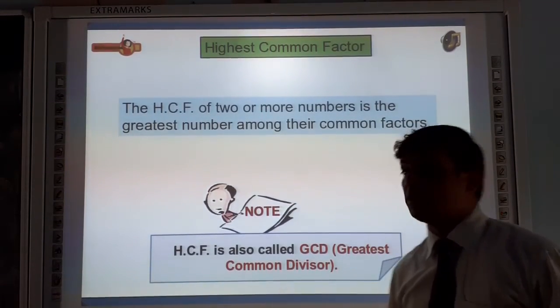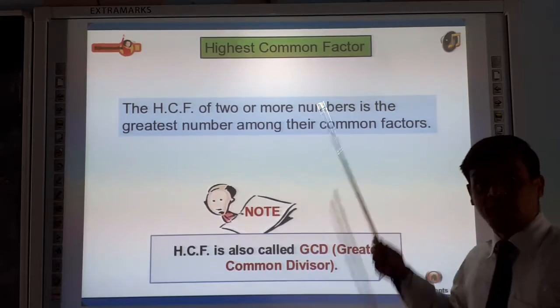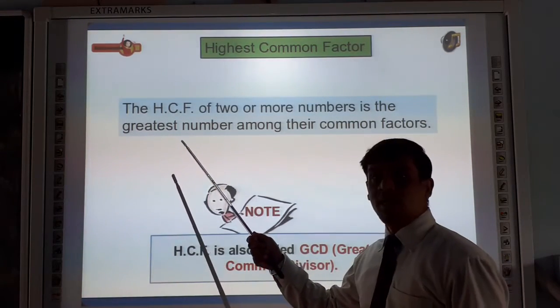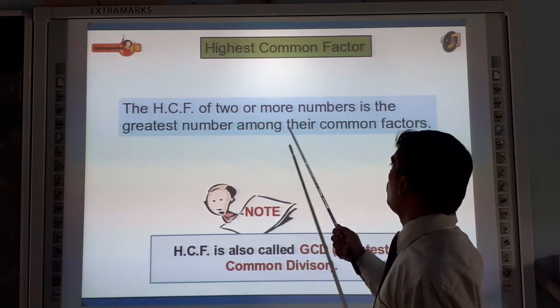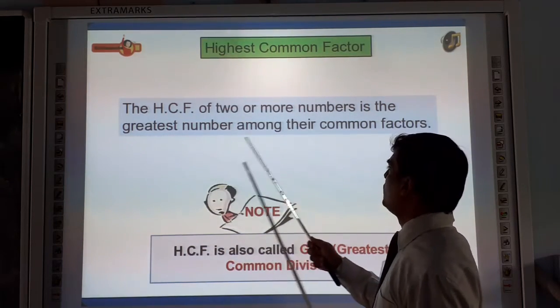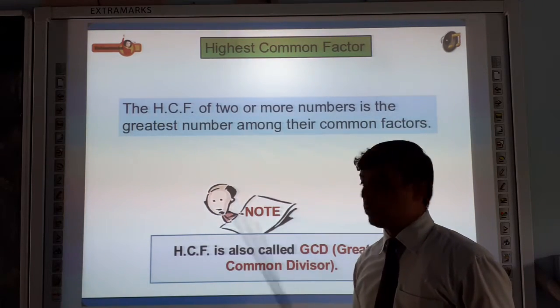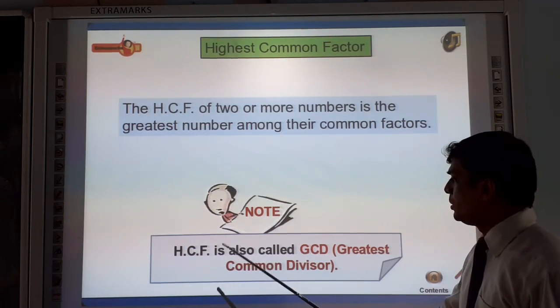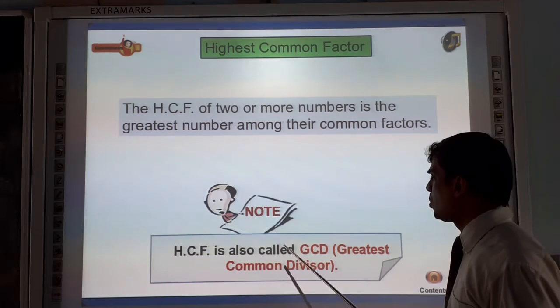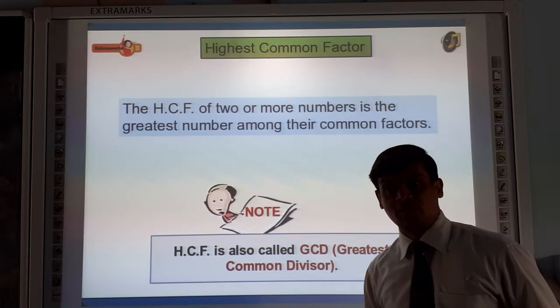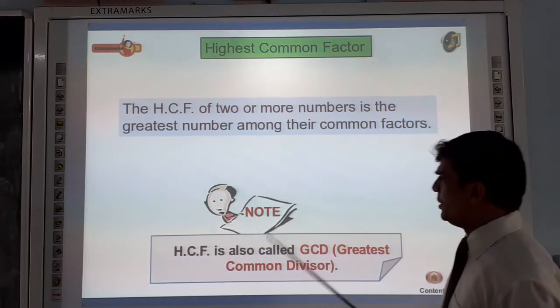Now next topic is highest common factor. Okay student, look at this. The HCF of two or more numbers is the greatest number among their common factors. Okay, look at this. Note, HCF is also called GCD, greatest common divisor. Okay, look at this.